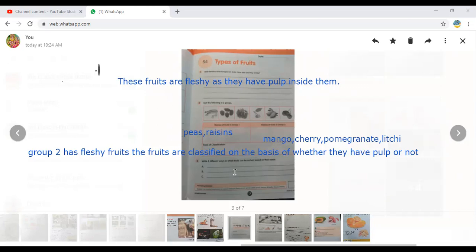Now we can see the third question. Write three different ways in which the fruits can be sorted based on their seeds. Seeds we use as one of the three ways to divide.